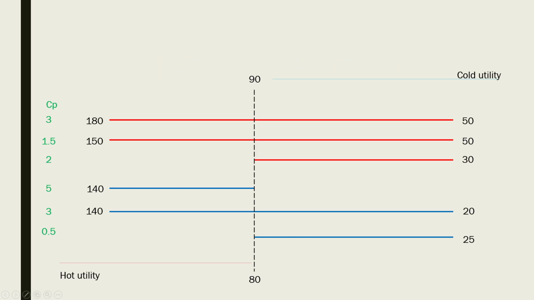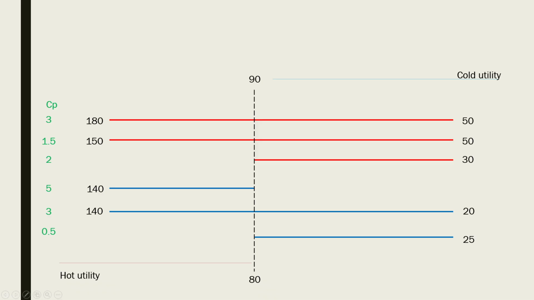Now the first hot stream is being cooled from 180 down to 50. The second one from 150 to 50. And the third one from 90 to 30. Make sure to represent each line with the corresponding temperatures. So the third line is going to be represented from 90 to 30. You can't represent this line in the above section.